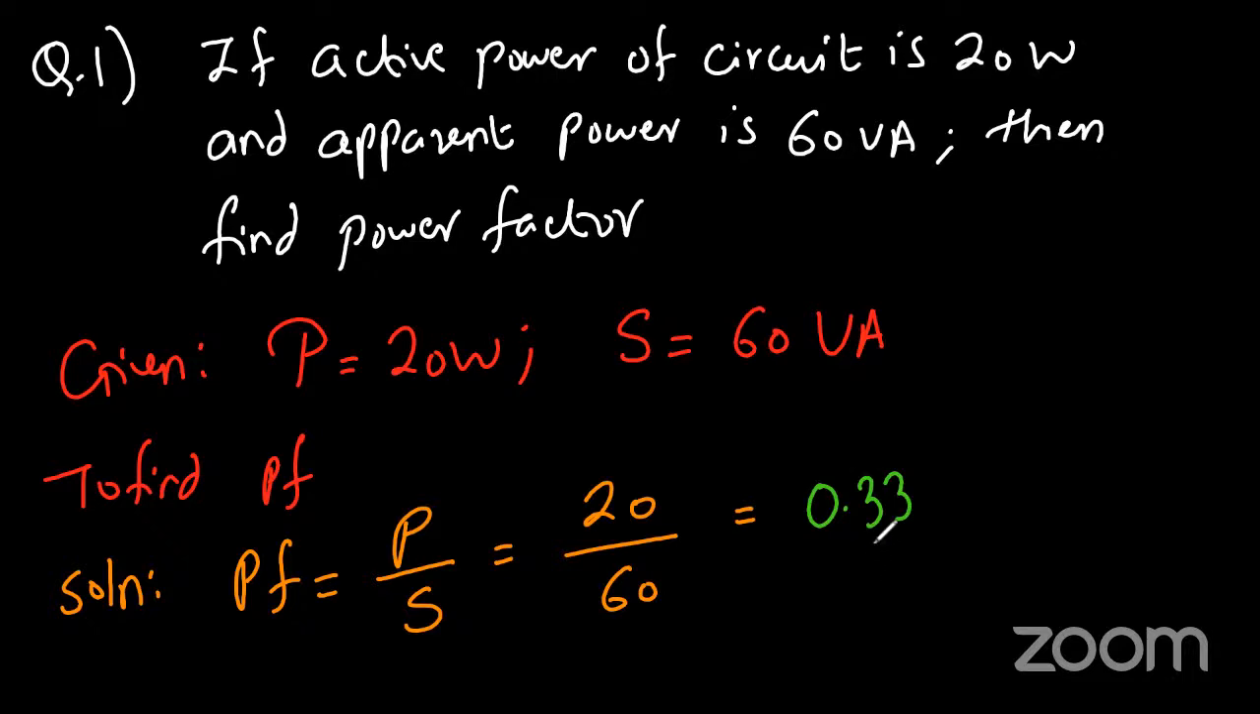Is it between 0 to 1? Answer is yes. It is between 0 and 1, so it's perfect. We don't want it below 0 and we don't want it above 1. That means your answer is correct. Otherwise, if 60 by 20, the answer would be 3. That is wrong, because 3 should not come as power factor is 0 to 1. It should come in between these.